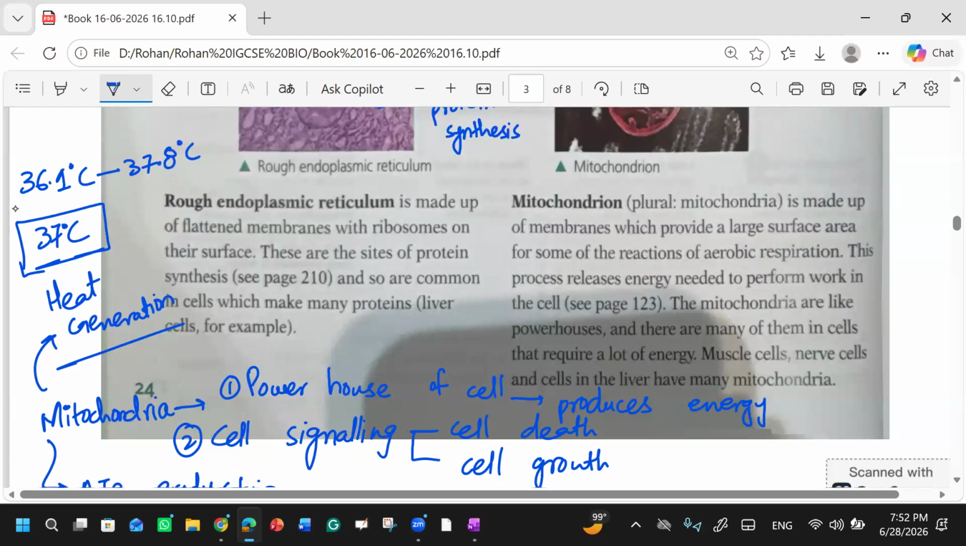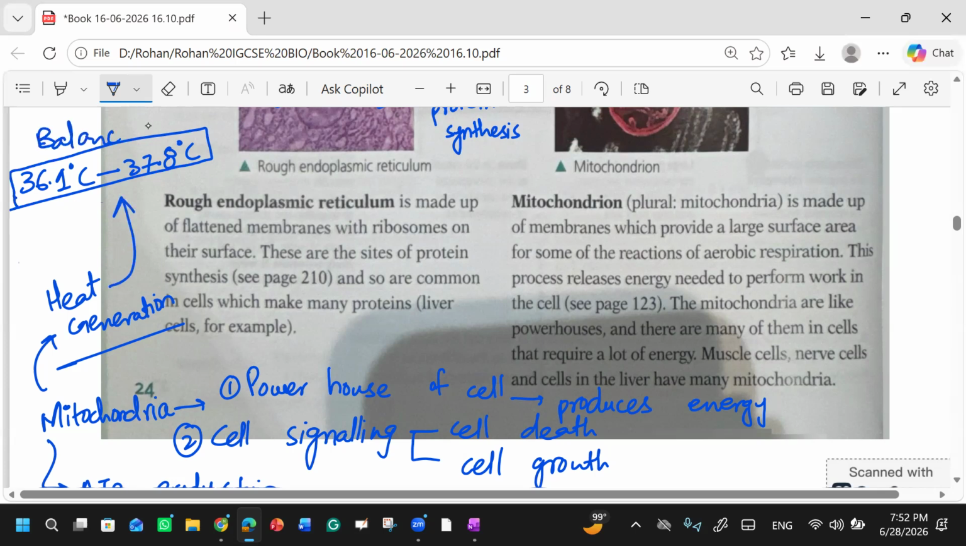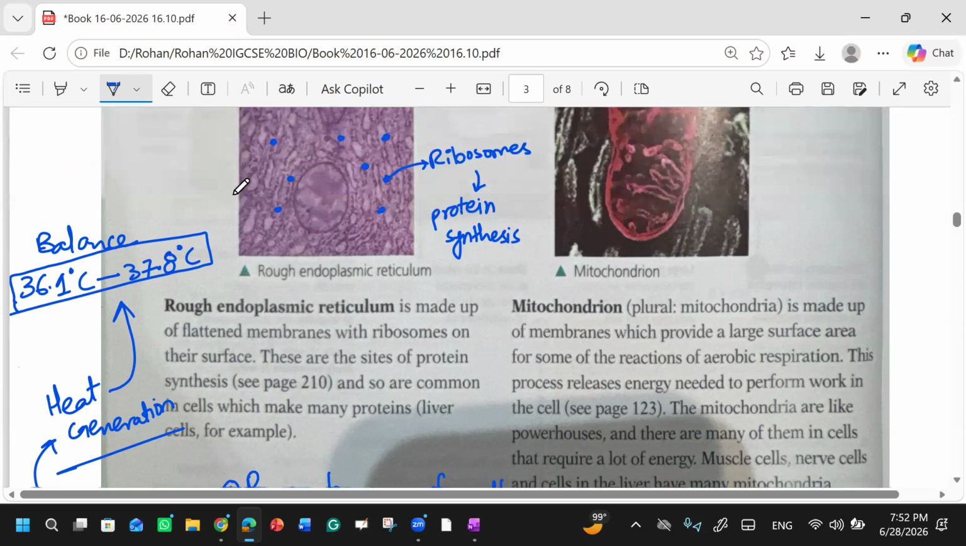This is a narrow range. Your body's temperature cannot exceed this, or go below 36.1 degrees, though in some circumstances, like a fever, it can exceed. So basically, to maintain this temperature, your body needs heat. That is why I mentioned that mitochondria is responsible for heat generation, and heat generation is needed to balance the temperature of your body. Clear?